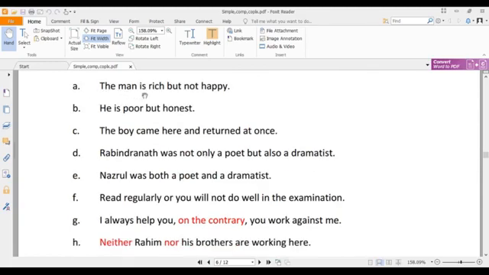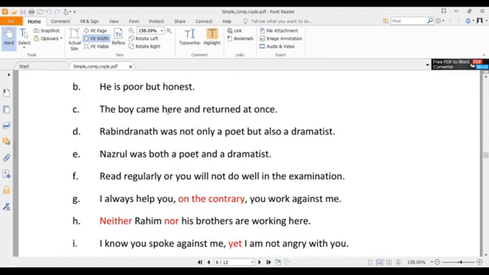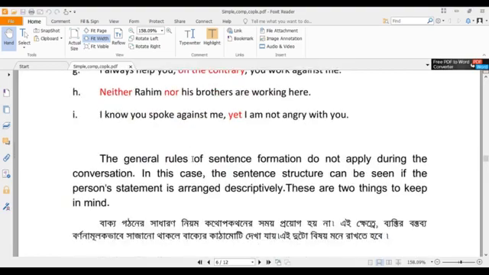Look at the other example. The man is rich but not happy. He is poor here and returned home. All of the sentences are compound sentences.